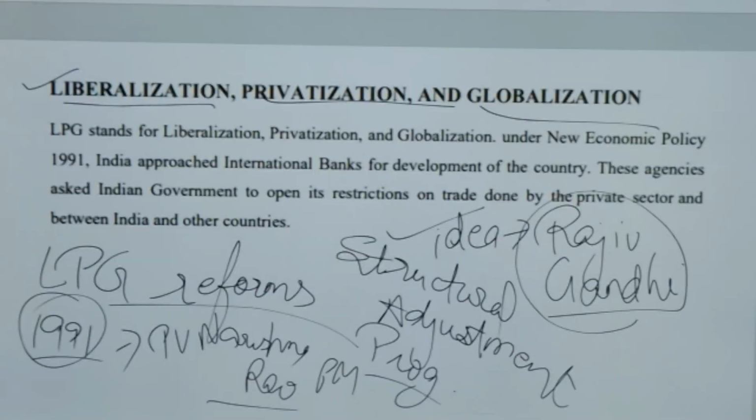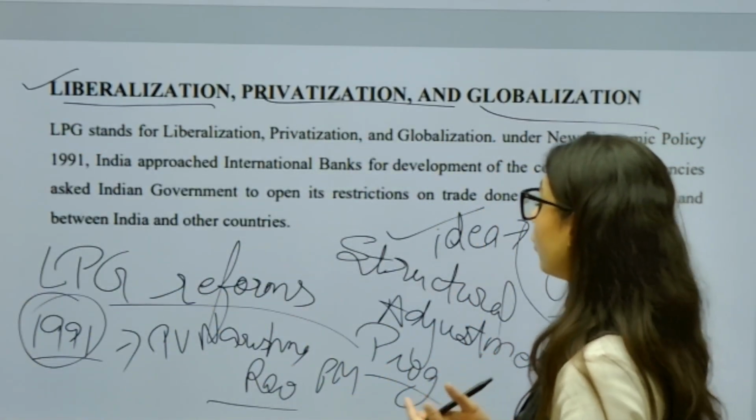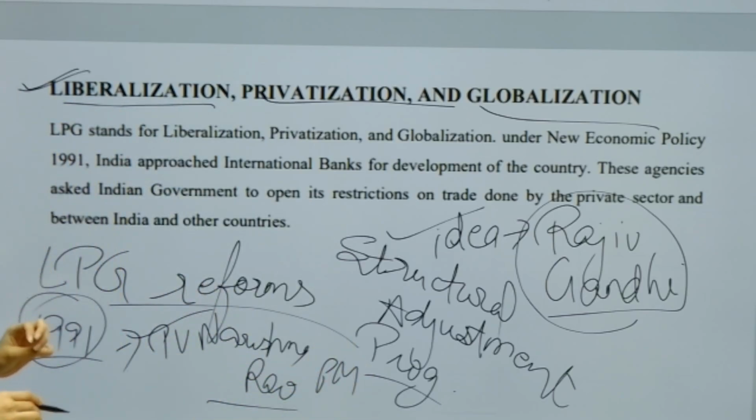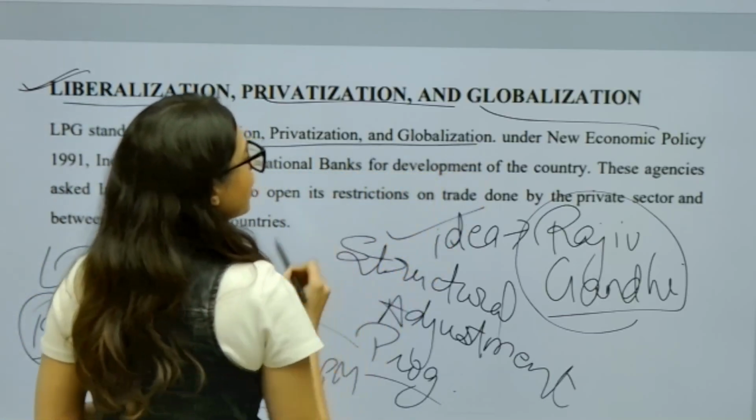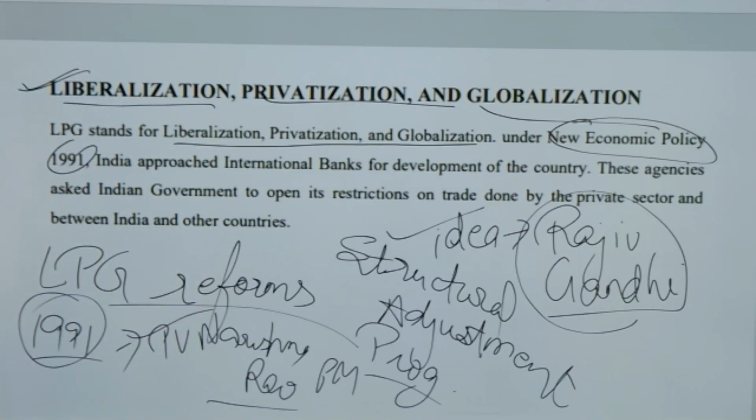Originally the idea was given by Rajiv Gandhi. As I said, Rajiv Gandhi gave the idea of LPG reforms known as structural adjustment program. But later when he died and PV Narasimha Rao became the Prime Minister, for convenience he termed it as LPG. So it stands for liberalization, privatization and globalization, introduced under the new economic policy of 1991, where India approached international banks for the development of the country, and these agencies asked the Indian government to open its restrictions on the trade done by the private sector between India and other countries as well.